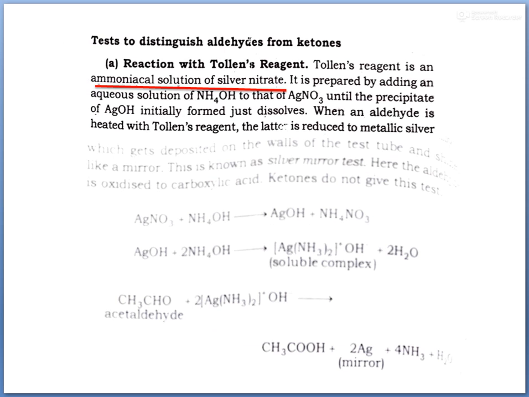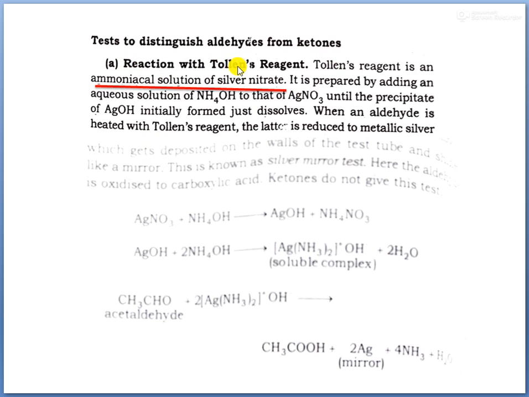So mild oxidizing reagents like Tollens reagent, Fehling solution, etc. can be used to distinguish between aldehydes and ketones, because these mild oxidizing agents will oxidize only aldehydes and will not perform any reactions on ketones. Let us see such kinds of reactions.